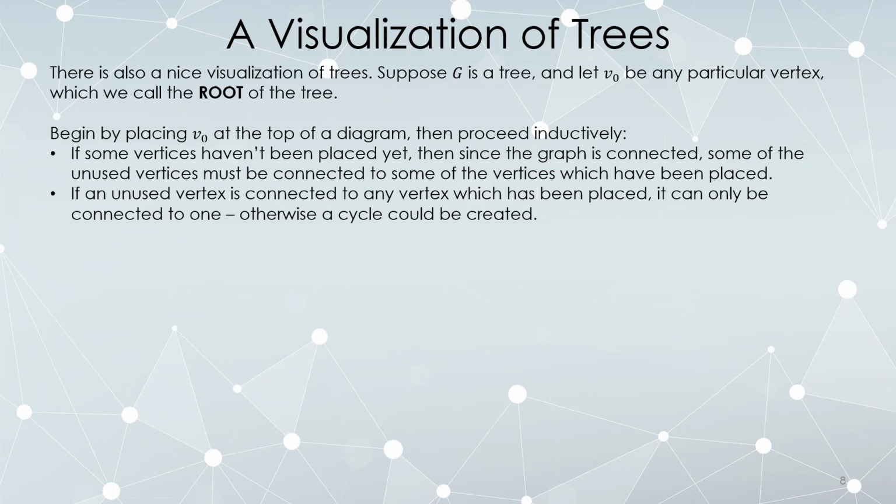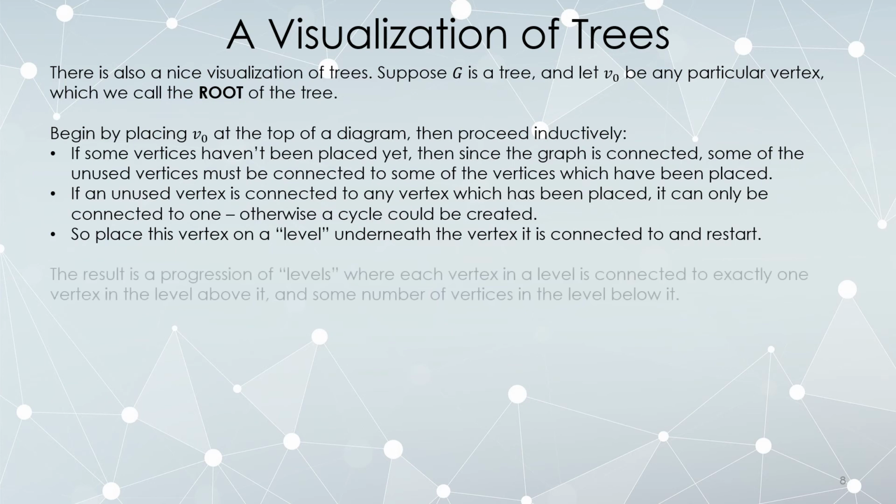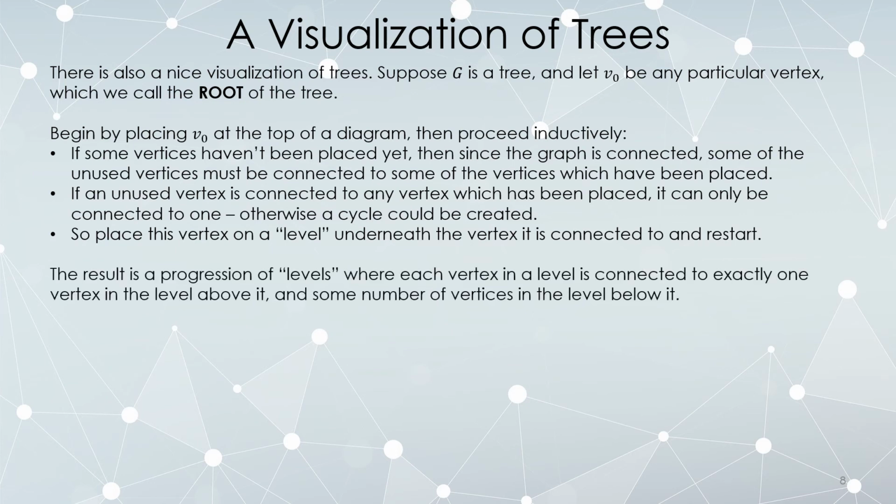If it was connected to 2 vertices that were already placed, I would be able to draw a cycle. So place this on a level underneath the vertex that it's connected to and try again. So the result is a progression of levels, starting at the top with the root, where a level is connected to exactly 1 vertex in the level above it and some quantity of vertices in the level below it, possibly none, possibly more than 1.